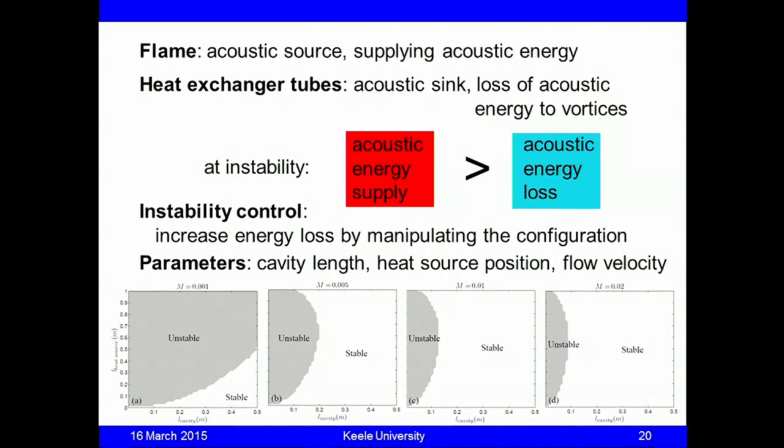At instability, you have a kind of balance between the acoustic energy supply and the acoustic energy loss, and at instability, the energy supply is bigger than the loss. That's what makes the oscillation grow in amplitude. So the idea is: what can we do to control this instability? And the thing we're going to do is to increase the acoustic energy loss.